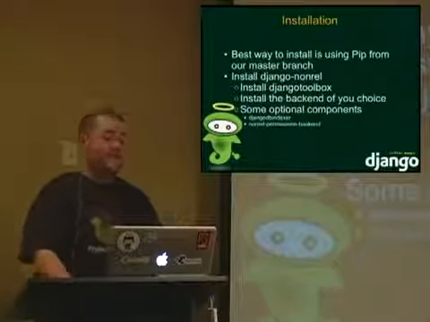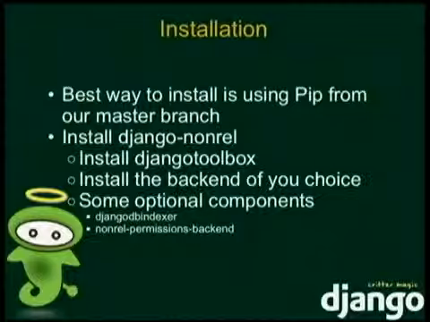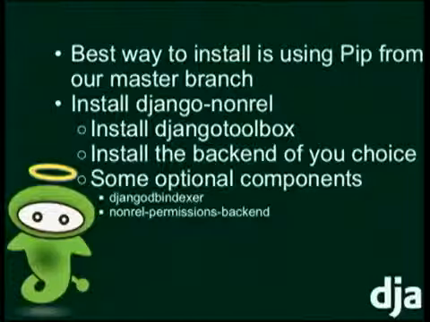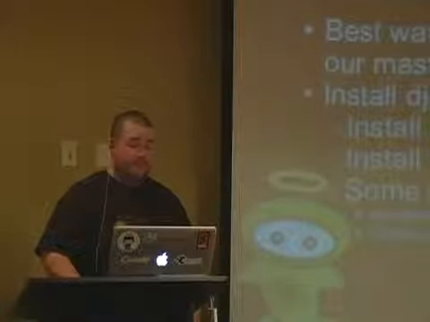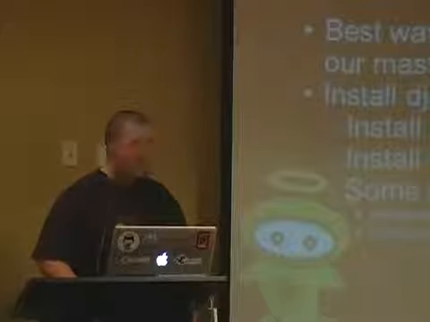There are other optional components. Django DB Indexer does provide some level of join support, and also, when you use the Django ORM, you can add date, underscore month, and whatnot, and that gives support for that under some cases. And the nonrel permissions backend: if you want to use Django permissions and have it accessible in the admin, then you're going to want to use the nonrel permissions backend.